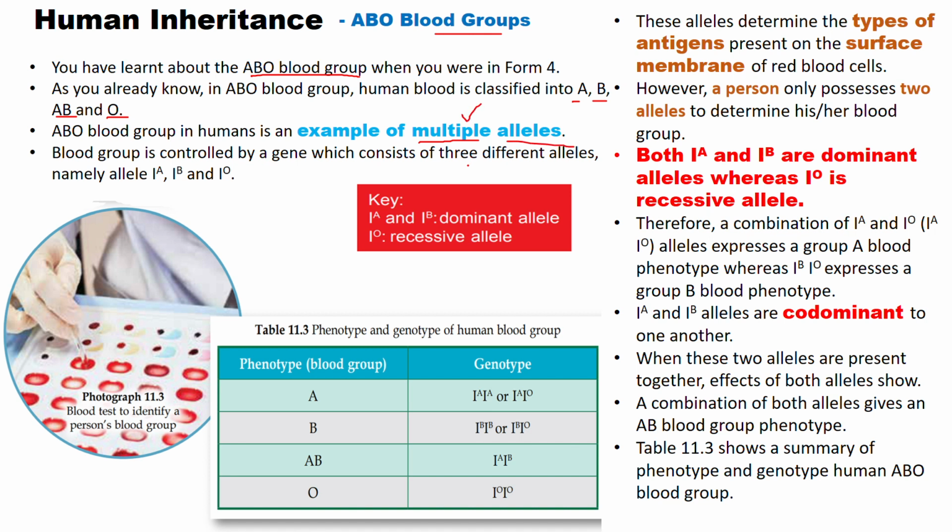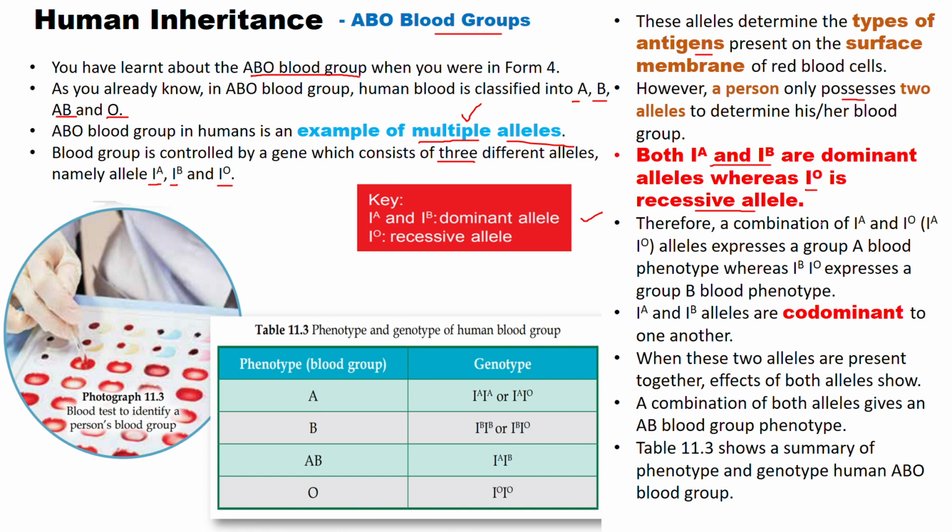Okay, multiple here refers to 3 different alleles, namely the IA, IB, and IO. Both IB and IA are dominant alleles. You can also refer here to the key indicator, and only IO is a recessive allele. Recall, these alleles determine the types of antigens that are present on the surface membrane of red blood cells. However, a person only possesses 2 alleles to determine his or her blood group.